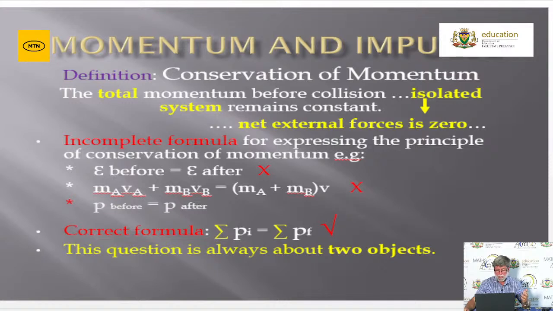Third incomplete formula, you just write down P before or P initial equals P after. Again, that is not the total momentum. So the correct formula is the sum, that sigma sign, the sum of the momentum before, or the initial momentum, equals the sum of the momentum after, or the final momentum. That's a correct formula, and I will really advise you to start off with this version of the formula. The chance of mistakes is very little, so start off with it. Then you can elaborate on object A and object B before and after collision.